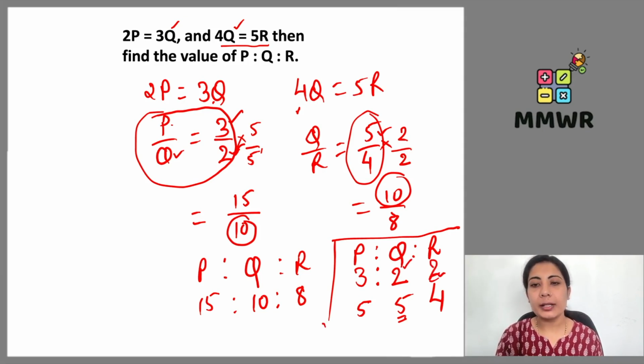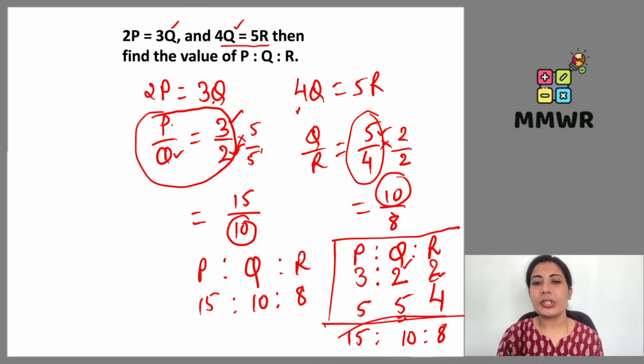Now what needs to be done? We will be simply taking the product here. 3 multiply 5 is 15. 2 multiply 5 is 10 and 2 multiply 4 is 8, which is the final answer.